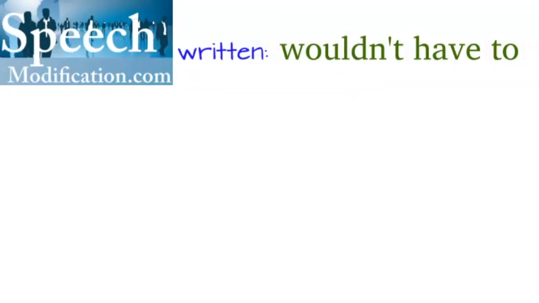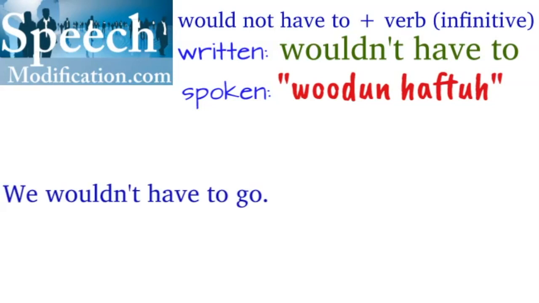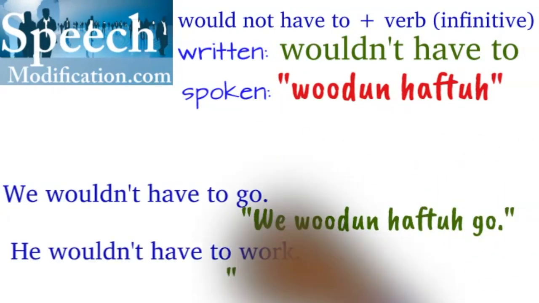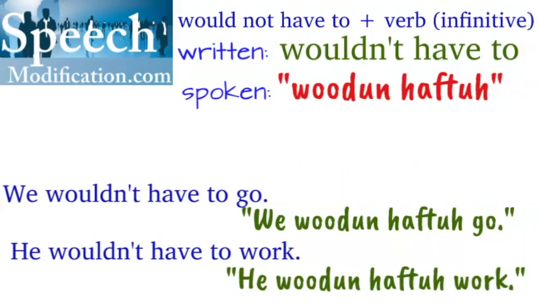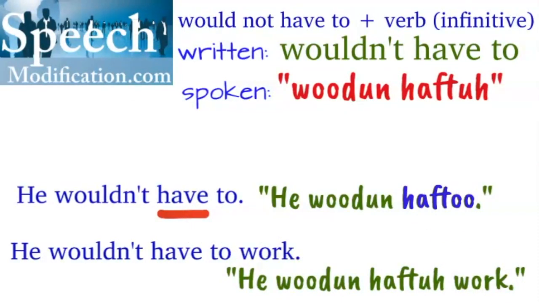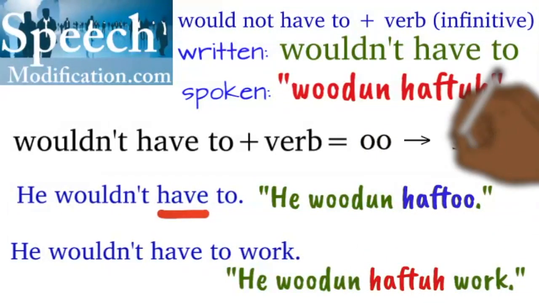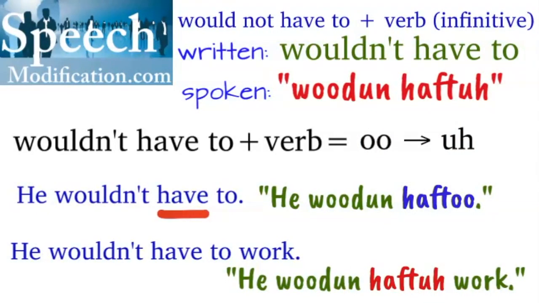When we use wouldn't have to with an infinitive, it sounds like wouldn't have to. We wouldn't have to go. He wouldn't have to work. When have was the main verb, we said have to. When to is part of the infinitive, have to. The u becomes a schwa, have to work.